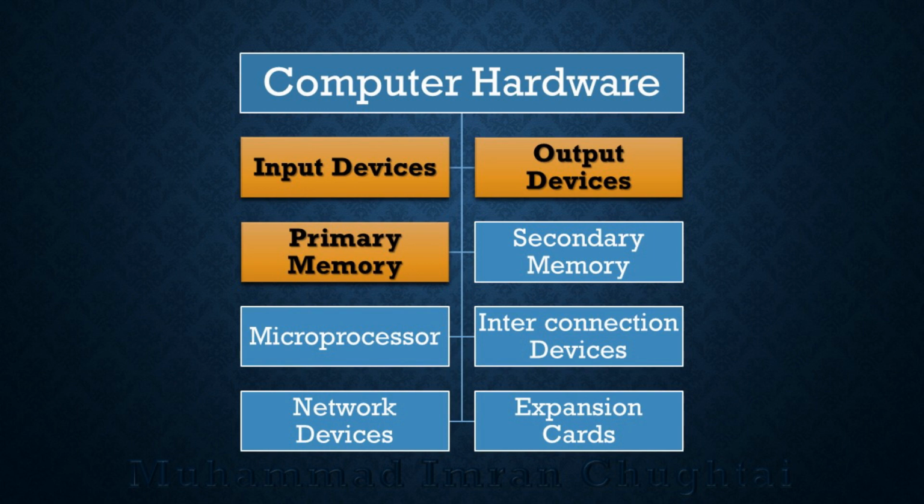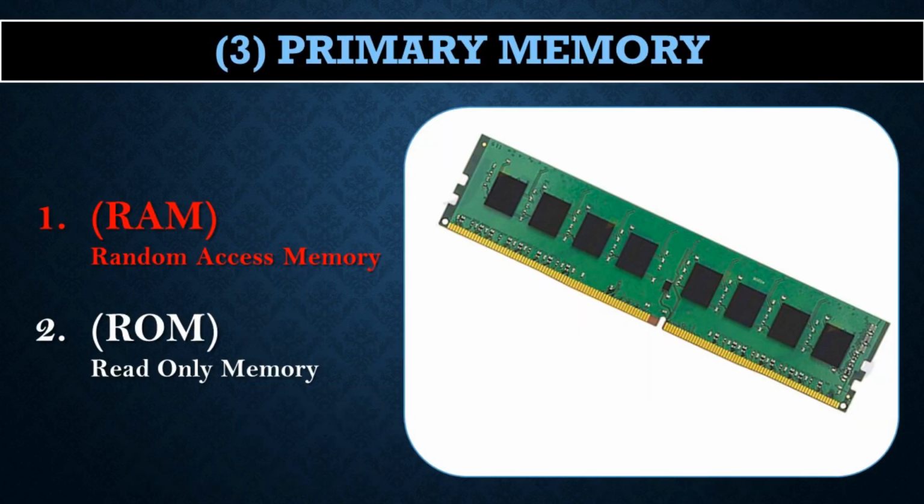3. Primary memory. RAM. RAM stands for Random Access Memory. It is also called temporary or read and write memory. It is volatile in nature. It loses the data or information if the system is shut down or power is interrupted. RAM is divided into two categories: dynamic RAM and static RAM.